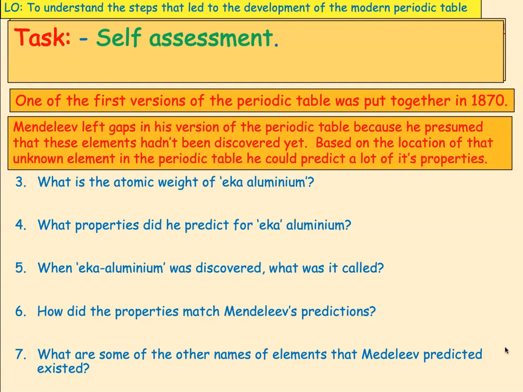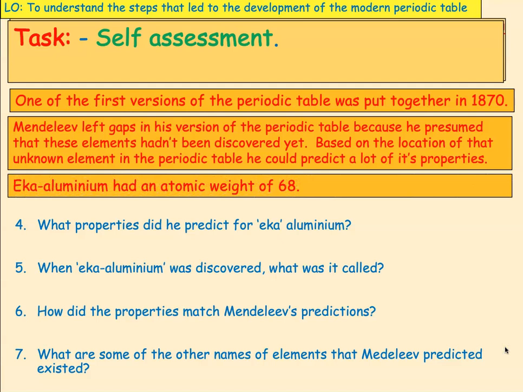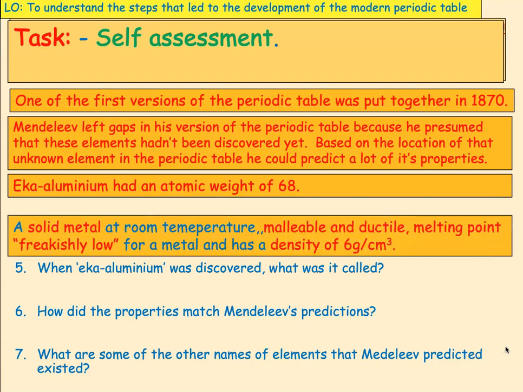What is the atomic weight of aluminium? Aluminium has an atomic weight of 68. What properties did he predict for aluminium? Well, he said it would be a solid metal at room temperature, malleable and ductile. It would have a melting point which he described as freakishly low for a metal and has a density of about 6 grams per centimetre cubed.